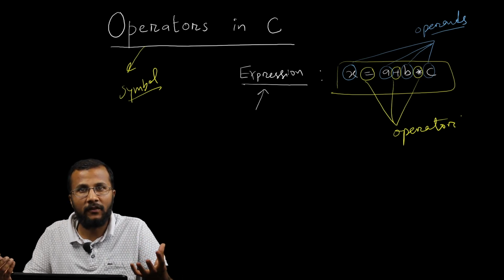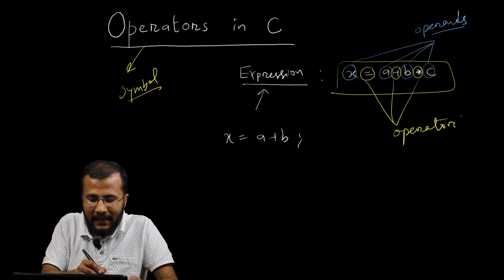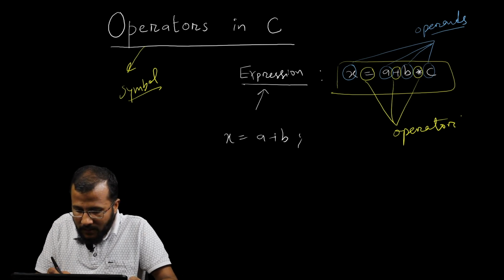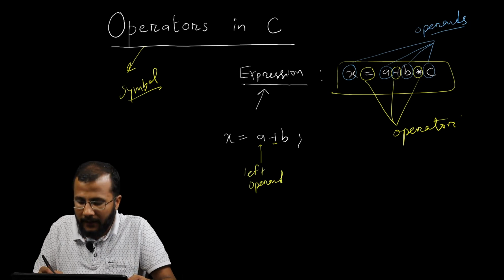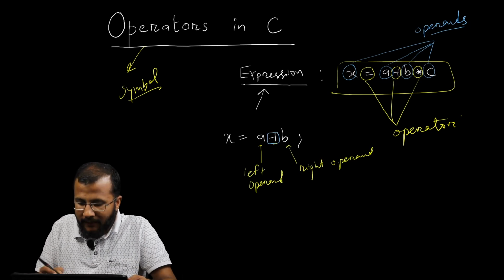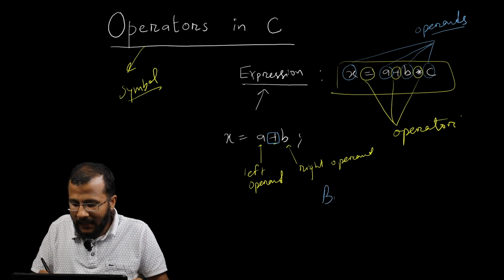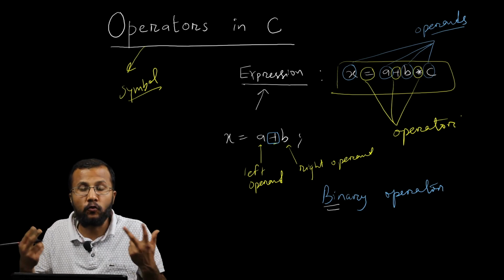Let's take an example of binary addition. Let's say we have x equals a plus b. Here we are trying to add a and b together. For this addition operator, plus, a becomes the left hand side operand, which we call the left operand, and b is the right operand. As this plus has two operands, left and right, it is called a binary operator. Bi meaning two, because it has two operands.